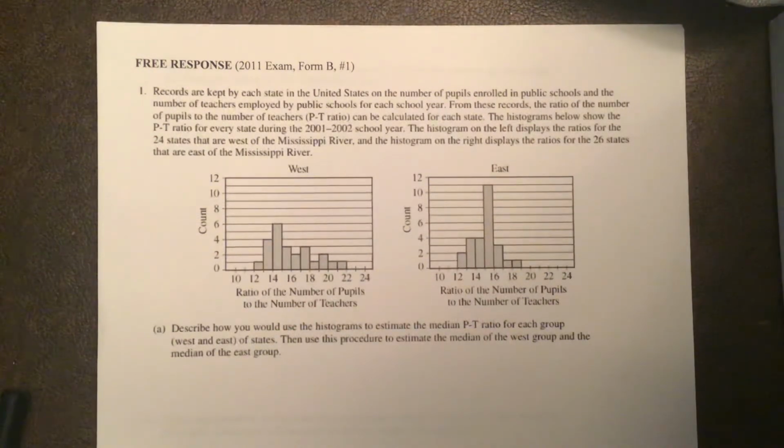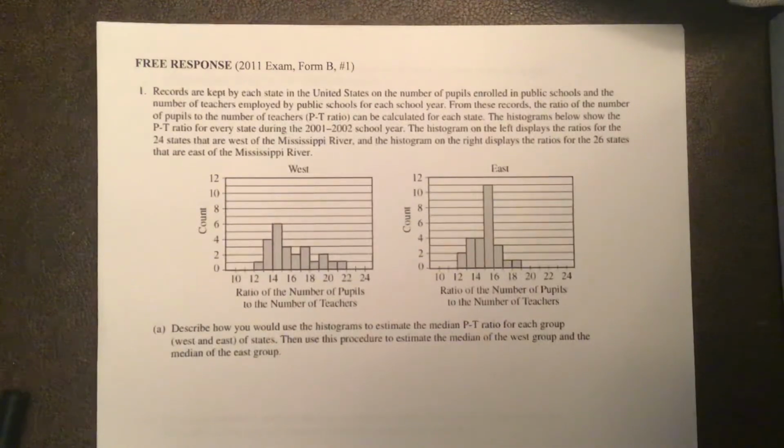The problem says records are kept by each state in the United States on the number of pupils enrolled in public schools and the number of teachers employed by the public schools for each school year. From these records, the ratio of the number of pupils to the number of teachers, PT ratio, can be calculated for each state. The histograms below show the PT ratio for every state during the 2001-2002 school year.